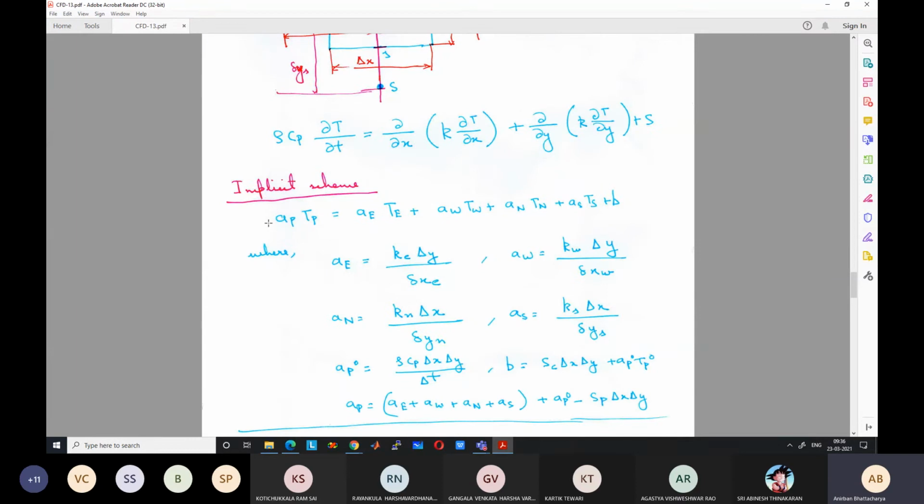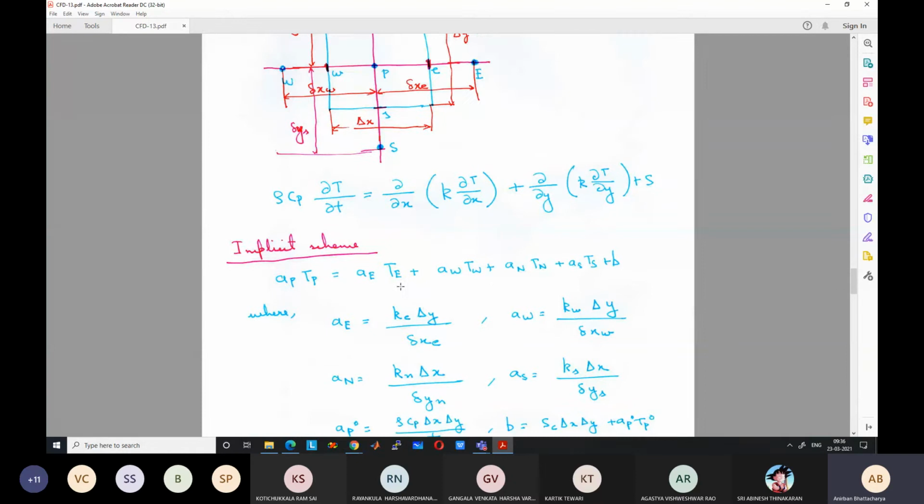So remember that we had discussed initially that APTP will be the summation over all the neighboring points of A and B, T and B. Here there are four neighboring points, so the summation over those four neighboring points of A and B, T and B, which is equal to AETE plus AWTW plus ANTN plus ASTS, plus whatever extra is put in the source term B.